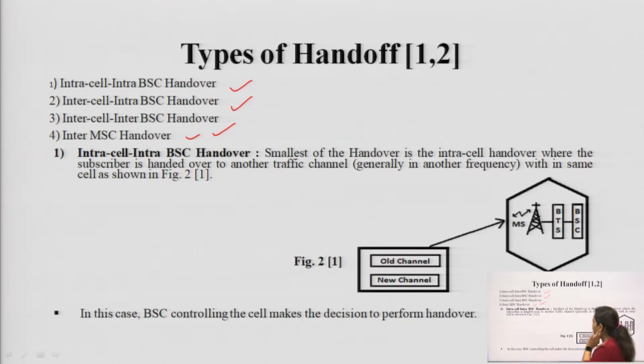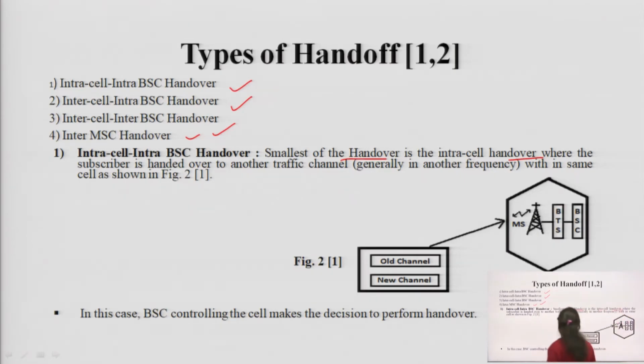So, the first one is the intra cell intra BSC handover. The smallest handover is the intra cell handover, and we call it the smallest because it takes very little time, since we are moving within the cell and within the same base station. So, the transferring of the control signals from one place to another is not hectic.